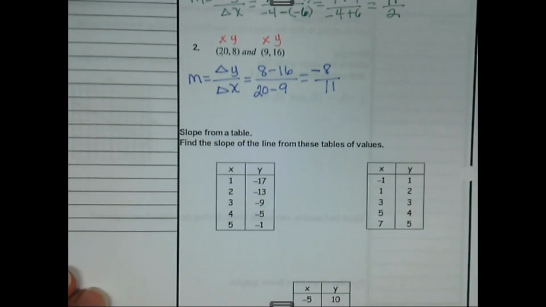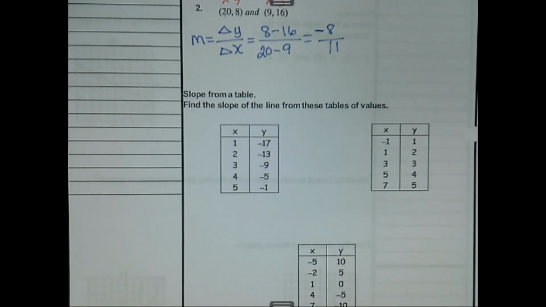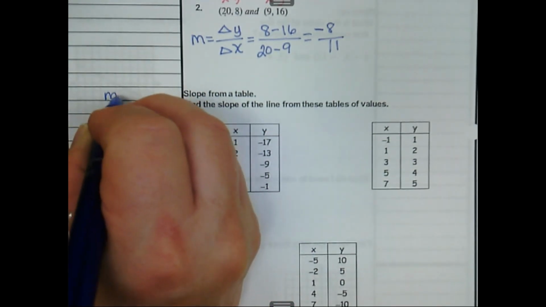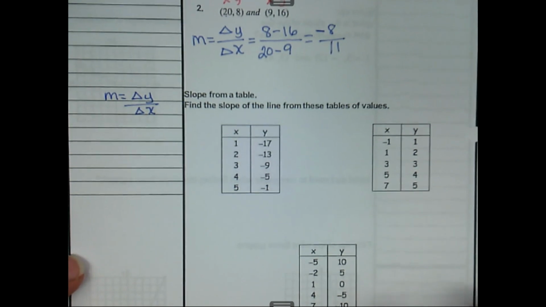Okay, now we're jumping into the new information. Find the slope of a line from these tables of values. Remember, our slope is the change in y over the change in x. That's what slope is. So the first thing I do is to look at my differences.